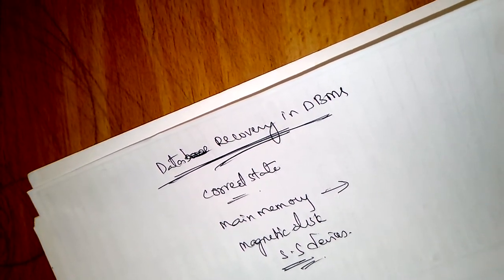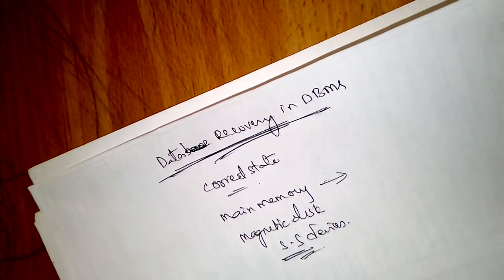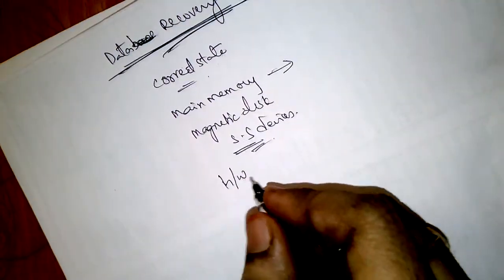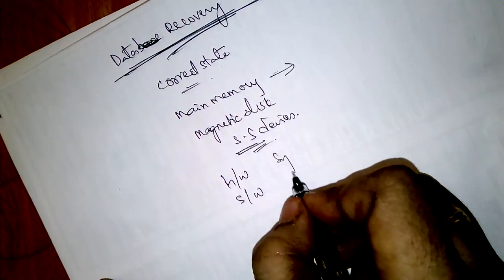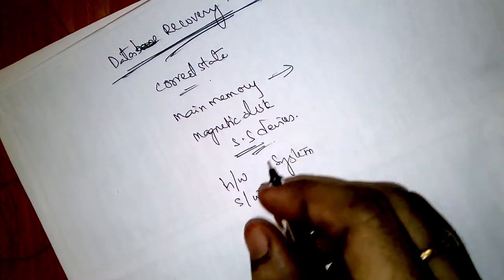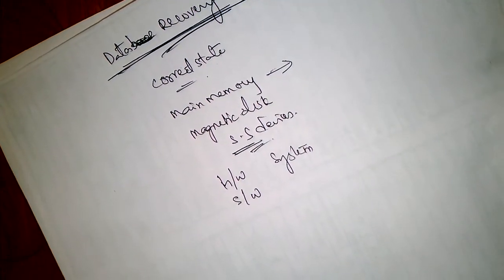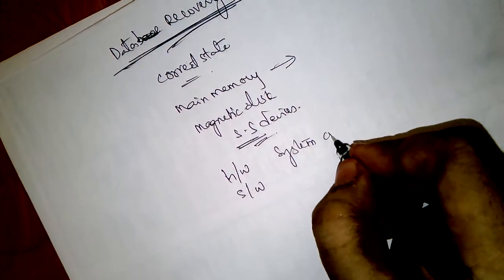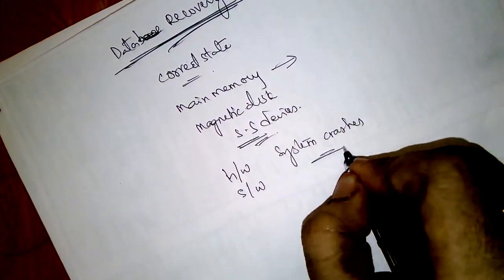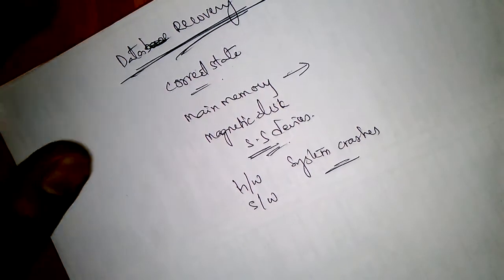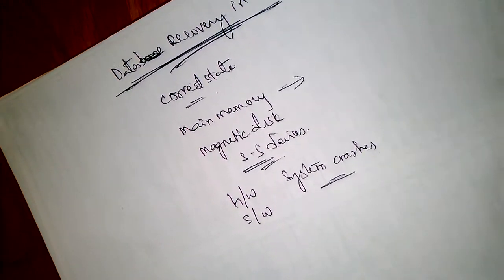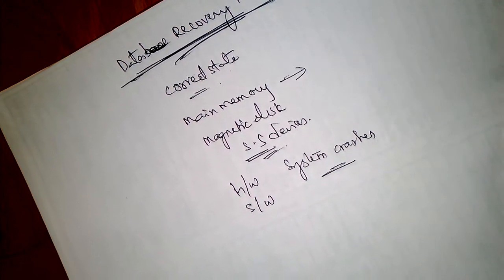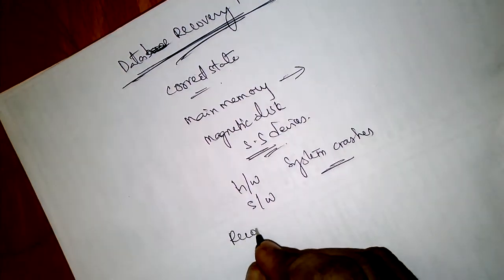We may get different types of failures. Sometimes we may get hardware failures, sometimes software errors, sometimes system crashes. These are the different types of failures we will get while performing transactions and operations on the data in a database. So there should be some facility to recover the database when there is a failure.